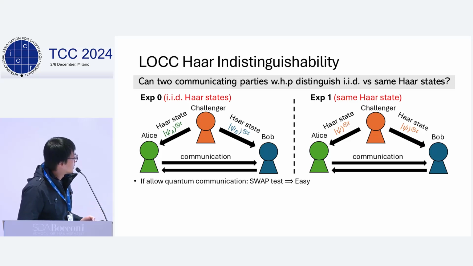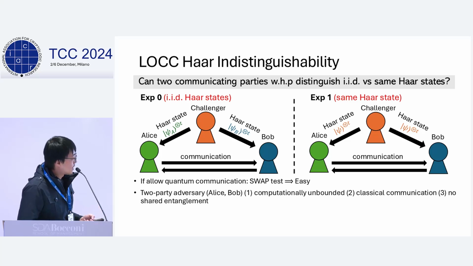And if they can do quantum communication, then Alice can send one copy of her state to Bob, and then Bob can do a swap test. So they can easily distinguish. But if they are only allowed to do classical communication and share no entanglement, even if they are computationally unbounded, we show that their distinguishing advantage is at most order t squared over 2 to the n, where n is the length of the hard state.